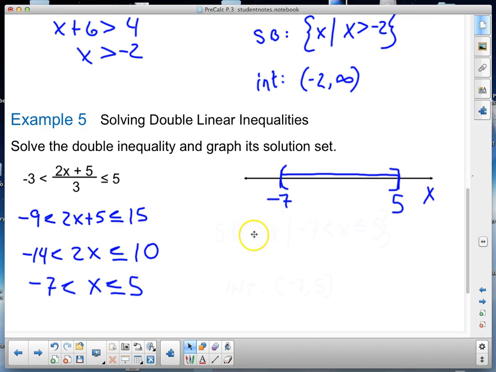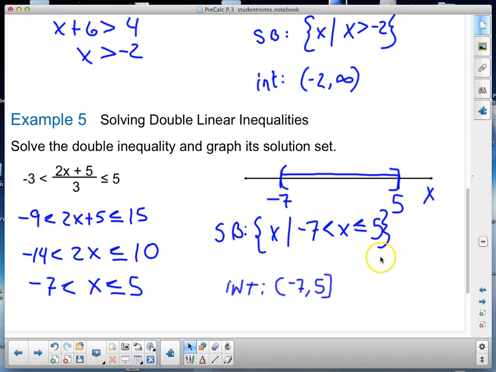My set builder notation is x such that -7 is less than x, which is less than or equal to 5. I just put that in there and dress it up in set builder. My interval notation can be open at -7 and closed at 5. And that's our solution. So keep in mind the difference of the two.